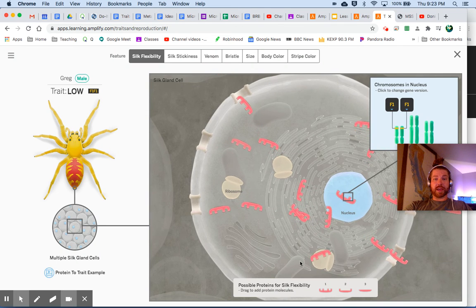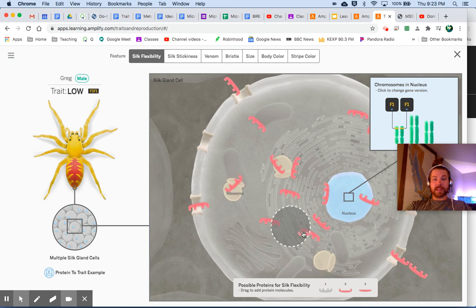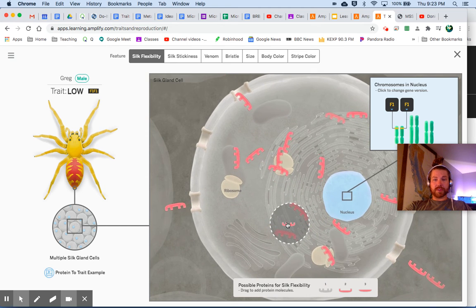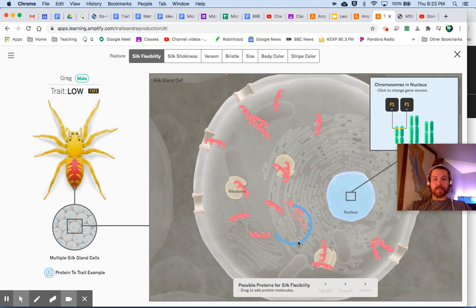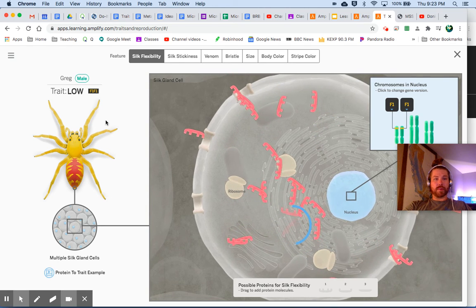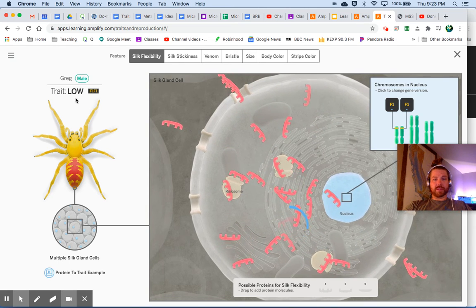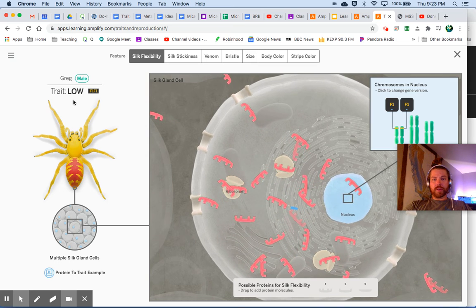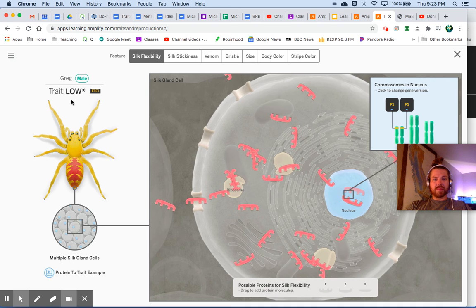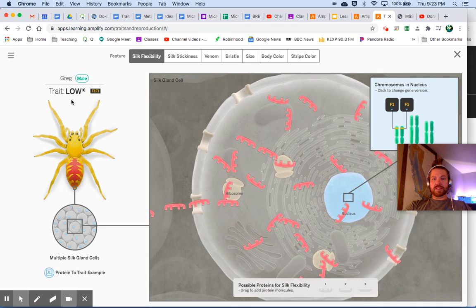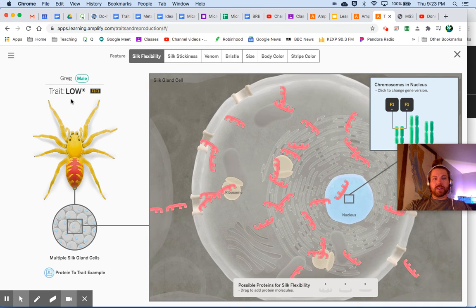Nope. The trait does not change at all. It looks like, yep. We don't see any change in the proteins or in the trait. So that's what we would write. We observed no change by adding protein number 1. Okay. So you're going to do this with Greg again, but you're going to add protein number 2.